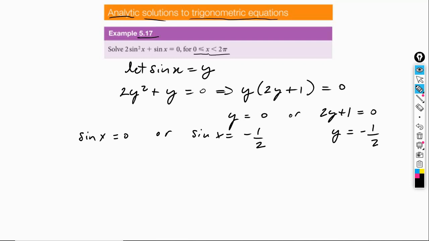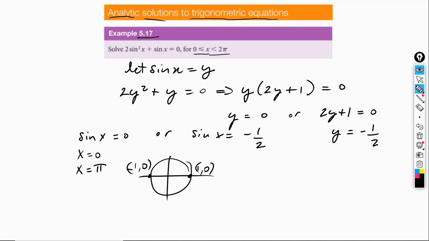So if we go to the unit circle, let's suppose this is a unit circle, we know that sine is 0 here at angle 0 because the coordinate for this is (1, 0). Therefore, sine is 0 when x is equal to 0. And also here, because the coordinate is (-1, 0). So that means that x can also equal pi.